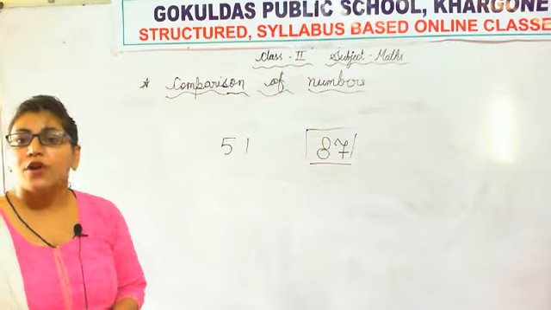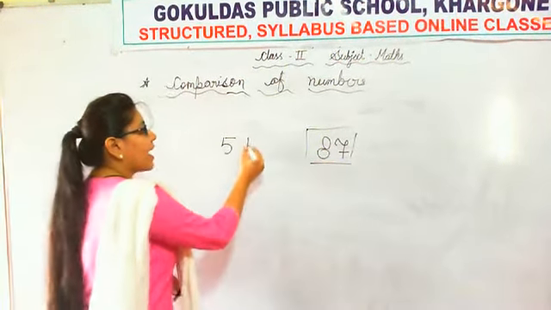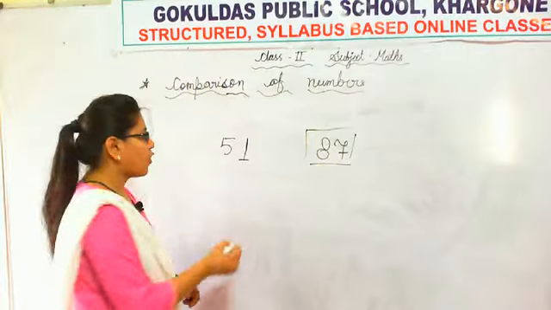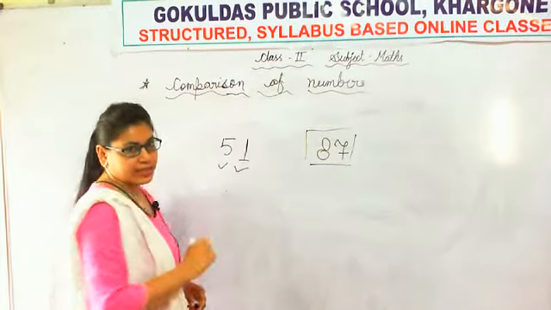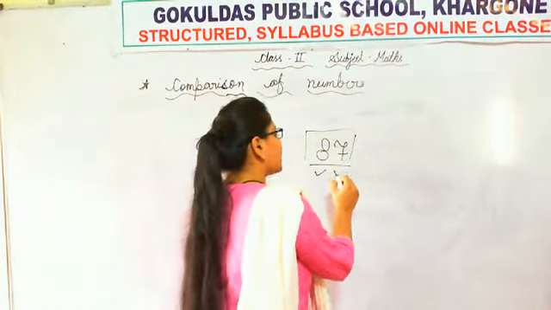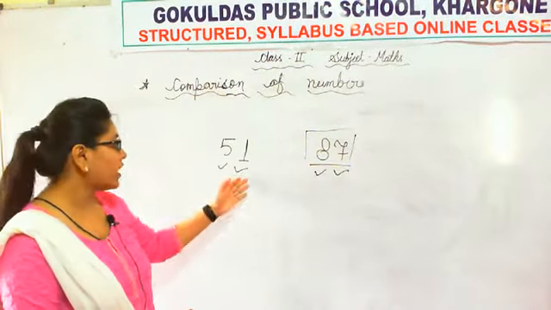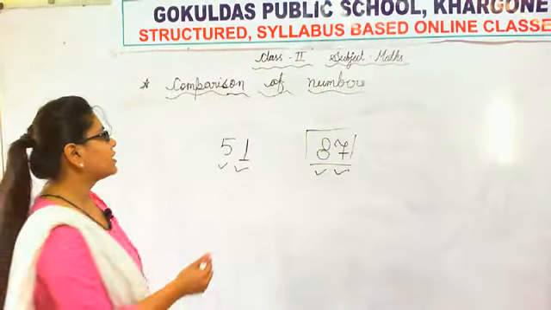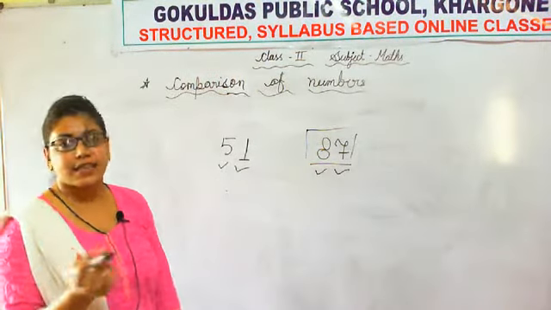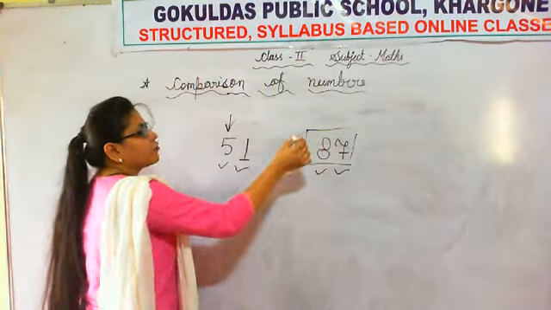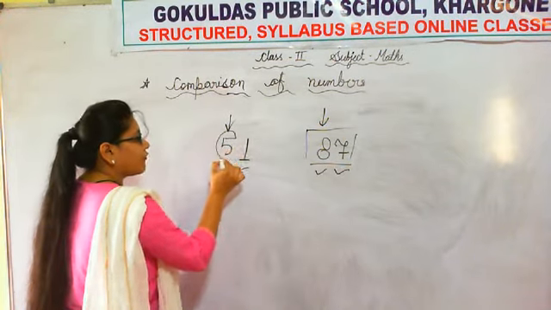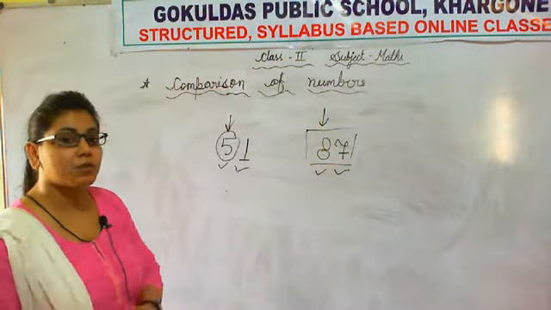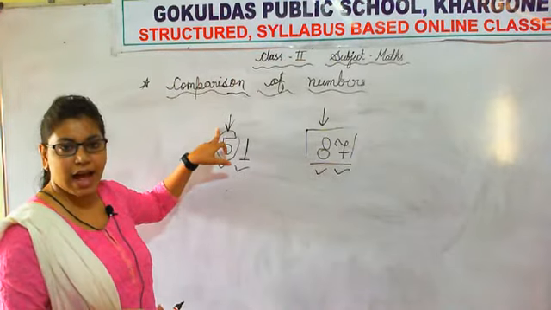What did you do? First of all, we check how many digits are there. 1 and 2. 2 digits are here, and here also 1 and 2. Both the numbers have 2 digits. Then what will we check? We will check the highest digit, our leftmost digit. Here 5 is there, we will check the highest position. So the tens place is our highest here.